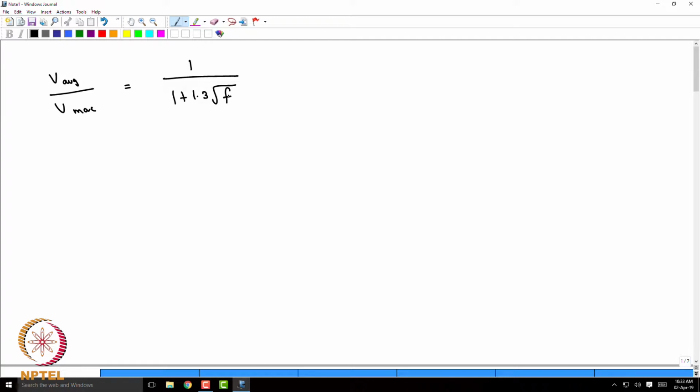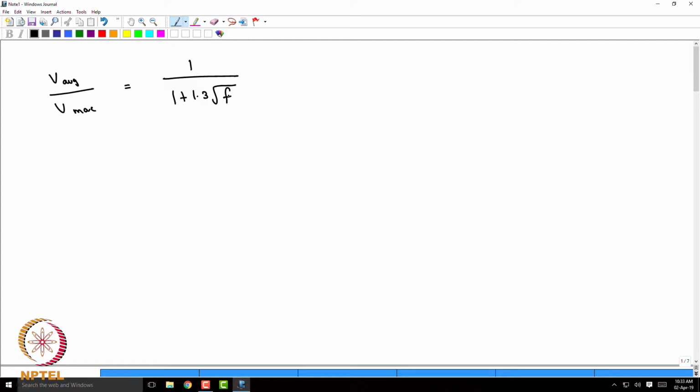Okay, so if you haven't gotten it, just go back and try and do it. I just wanted to know whether you have done your homework or not. So V average by V max is this for the turbulent flow. We talked about this yesterday, V average by V max is half for laminar flow, and this is the factor that comes out for turbulent flow. So let's see what this means.